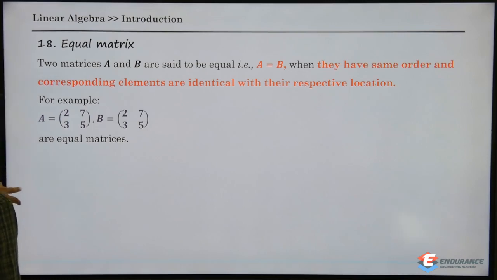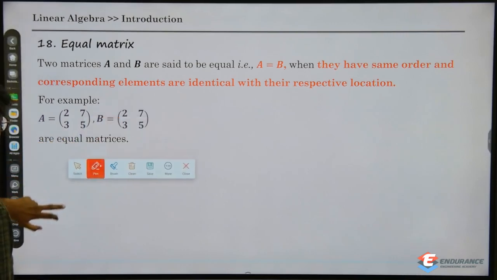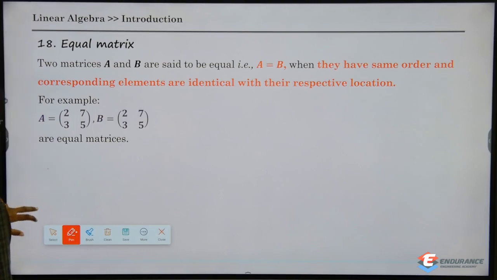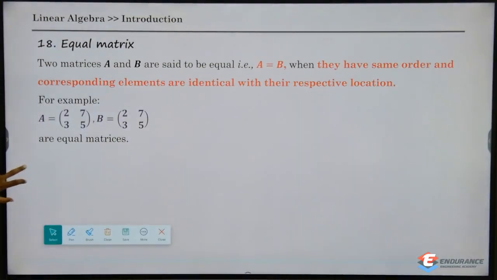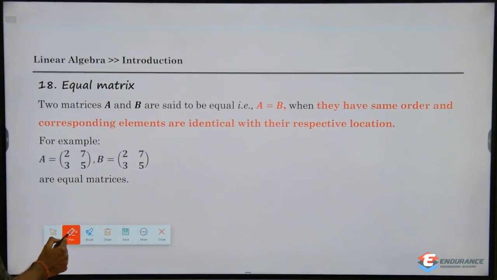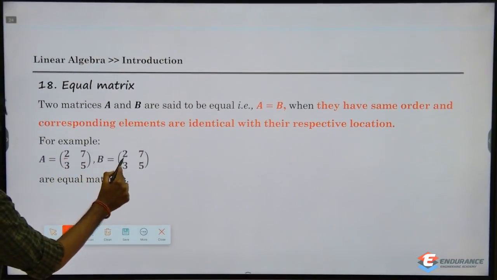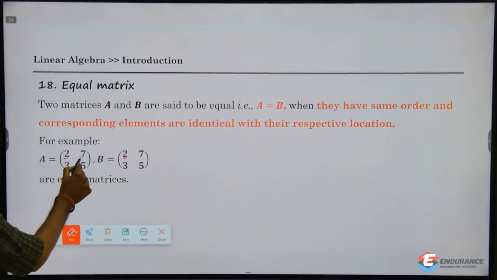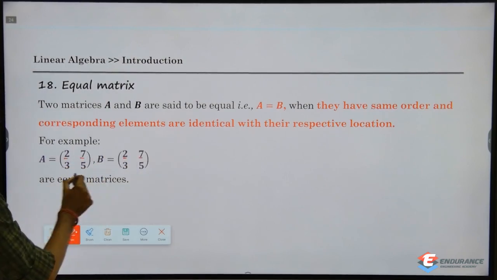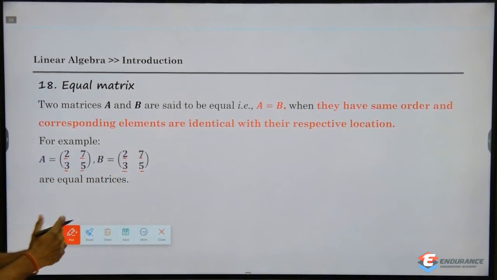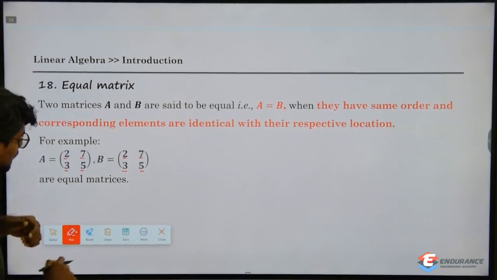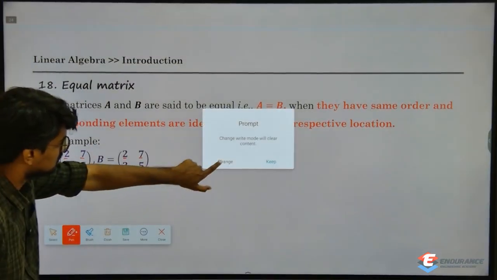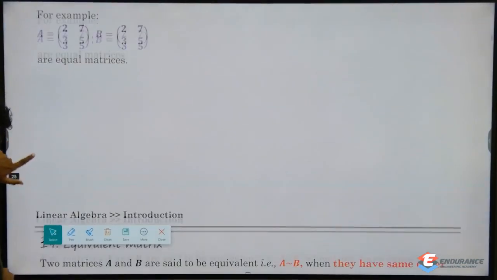What is equal matrix? See, corresponding elements should be same. Here, A11 in my B matrix is A11, they are same. A12 and in my B matrix A12, A21 in B matrix A21, A22 in B matrix A22. So if my corresponding elements in A and B are same, then it is going to be equal. Okay, and there is one more which is equivalent.